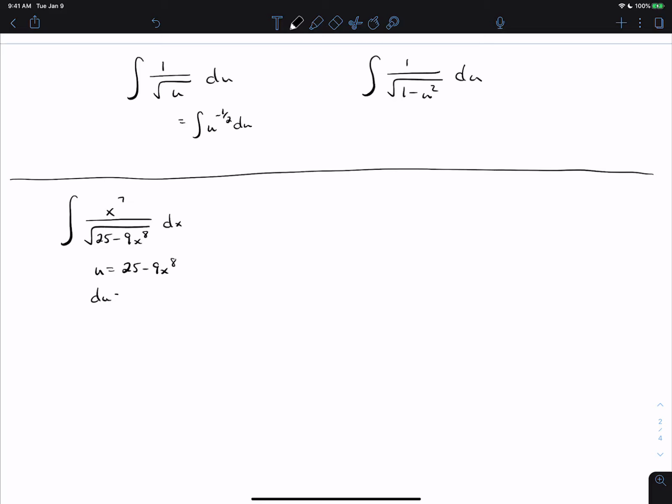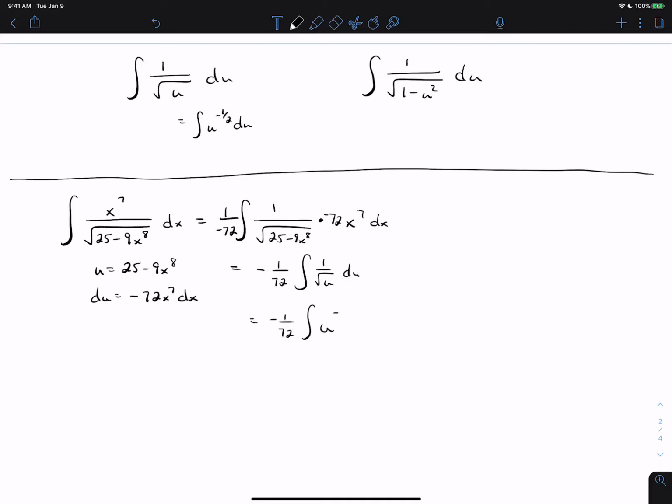du then is -72 x to the 7th, which means this will work because the x to the 7th is sitting in the numerator. So we rewrite the problem as 1 over the square root of 25 minus 9x to the 8th. We move the x to the 7th off the fraction. We put a -72 inside and a 1 over -72 outside. That gets us -1 over 72 integral 1 over the square root of u du. That gets us -1 over 72 u to the -1/2 du.